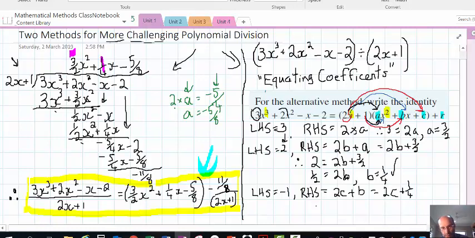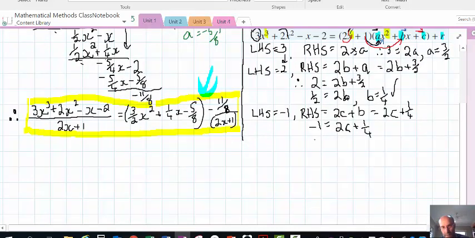2c plus a quarter, so equating the sides left and right. On the left -1, on the right 2c plus a quarter equals 1, and take a quarter off both sides, so it's -5 on 4 on the left.